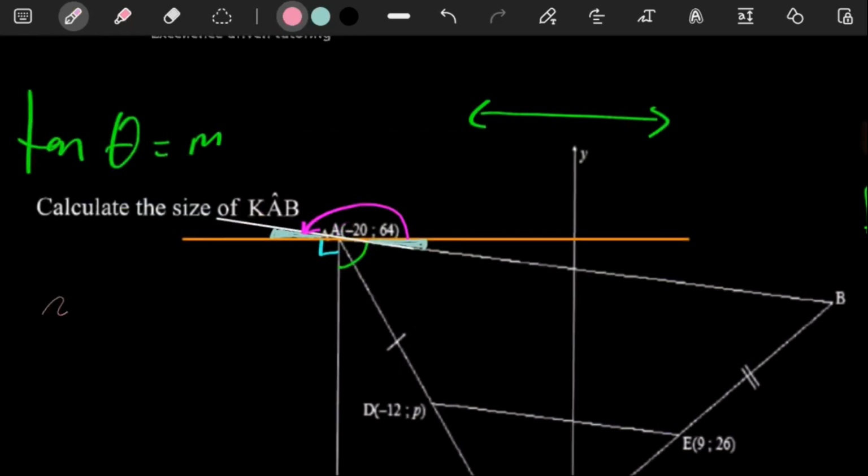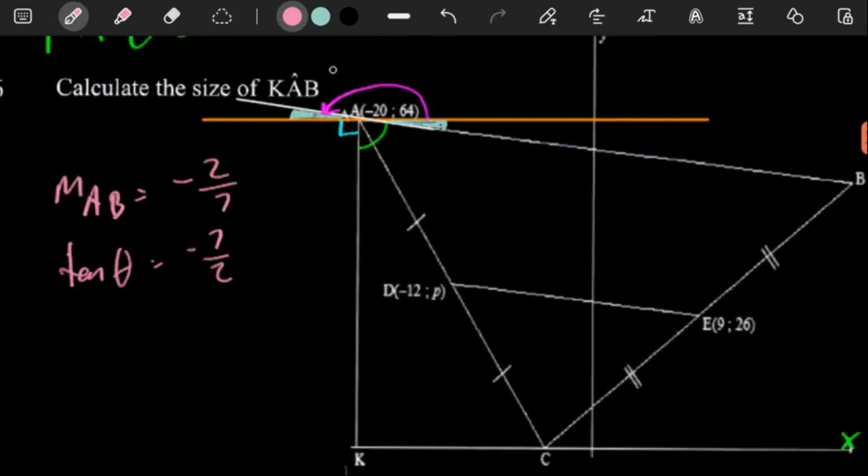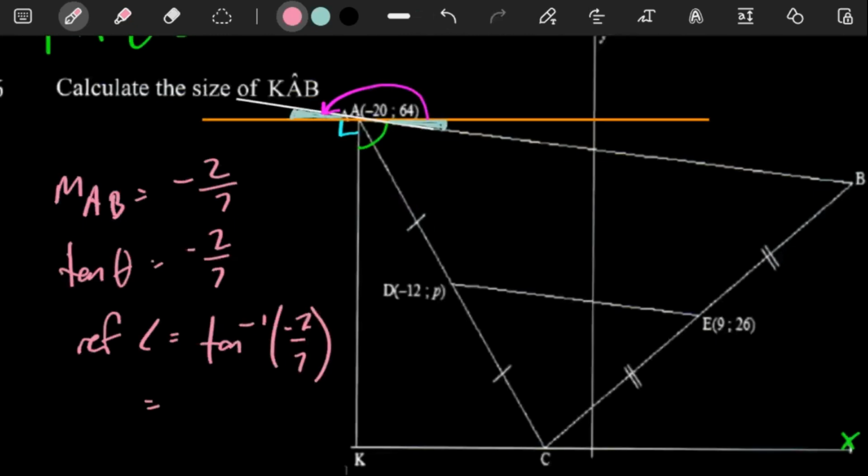So let's do it. Shift 10. We need the gradient of AB. The gradient of AB we worked out to be negative 2/7. So shift 10, negative 7, negative 2/7. You're being too fast. Relax.